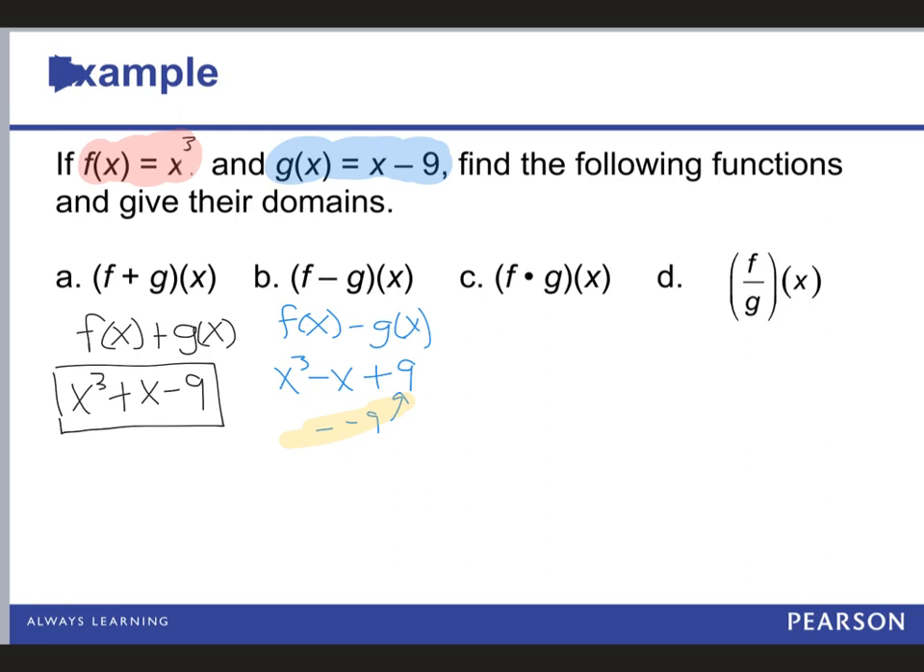So in this example, we're going to multiply the two parts. So we have f of x, and then we're going to multiply it by g of x. And so we have x cubed, and we're going to multiply it by x minus 9. So we will need parentheses because we have to distribute. That x cubed is going to be multiplied by both parts, the x and the minus 9. And so we're going to have x cubed times x, so that's x to the 4th power, minus 9x cubed. And so this is our answer to this.